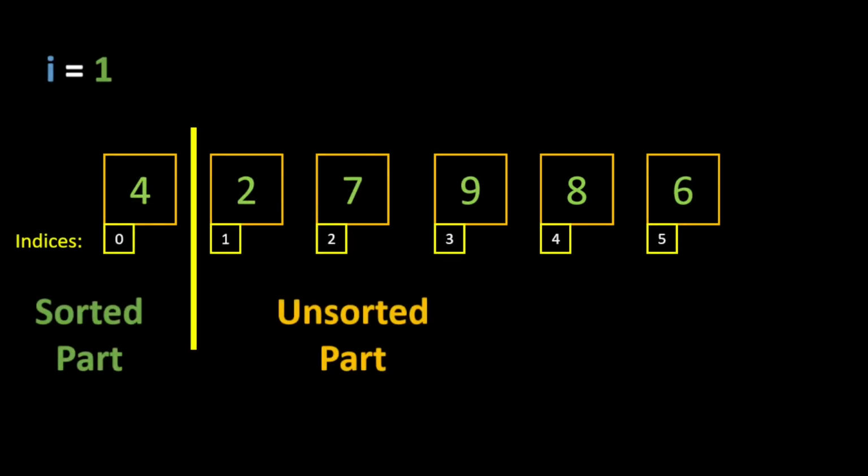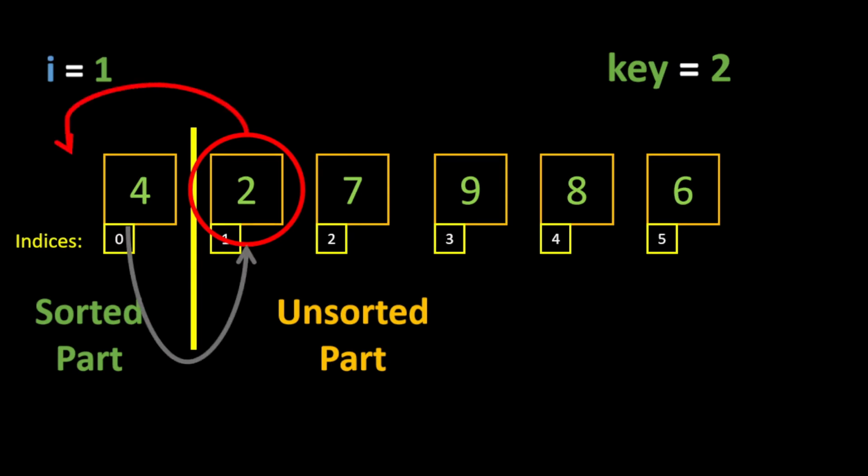We start at index 1, all the elements before this index form our sorted part of the array. In this case, the sorted part only contains one element, 4. Now we pick the element at the current index and insert it at its correct position in the sorted part of the array. Let's store the element at the current index in a variable called key. Since 2 is smaller than 4, we bring 4 to index 1 and then put the value of key, which is 2, at index 0.